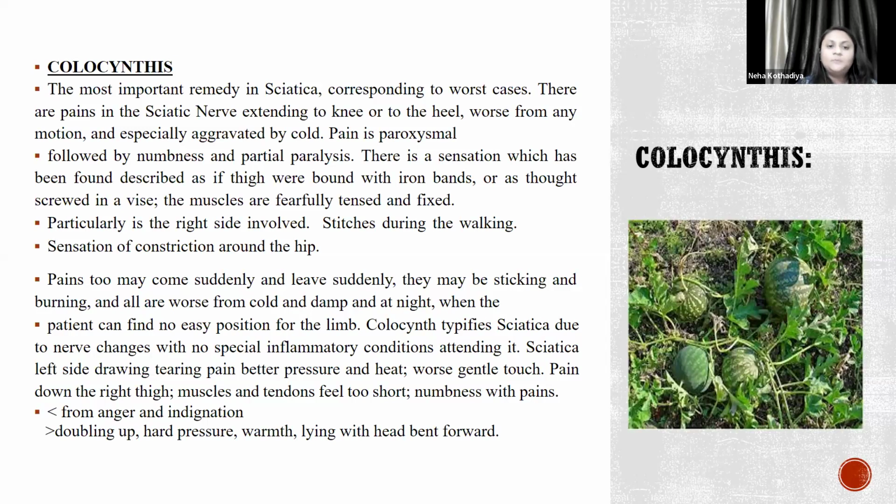Sciatica, left-sided, joint tearing pain, better by pressure and heat, worse by gentle touch. Pain down the right thigh, muscles tender and feel too short, numbed with the pains, which are aggravated from anger and indignation. Ailments after anger, colicky pain also after indignation, are the keynote of Colocynthis. Ameliorated by doubling up, hard pressure, warmth, lying with the hand bent forward. Here in Colocynthis, colicky pain and sciatica are both ameliorated by doubling up. We will see this modality also in Nux vomica.